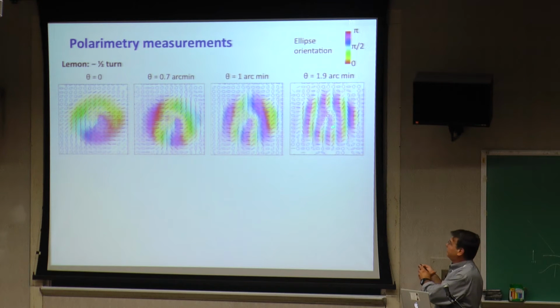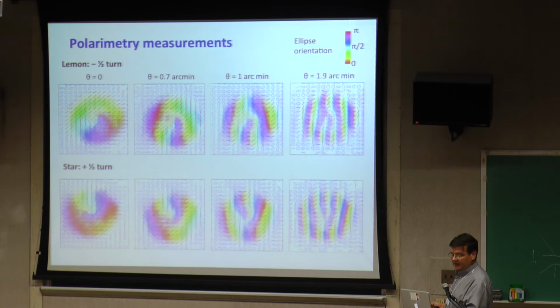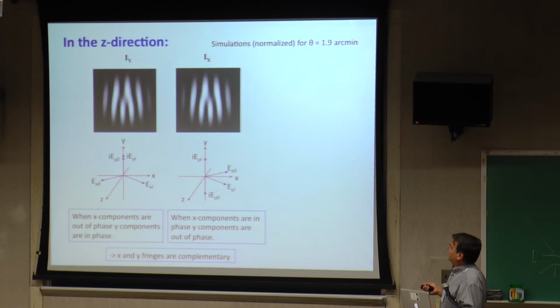So these are the polarization fringes I was mentioning. And here you have some more. Okay, so then let's get back to looking for the three-dimensional aspect. Let's think here about the electric field. When the y components of the two beams are in phase, the x components are out of phase. And conversely, when the x components are in phase, the y components are out of phase.